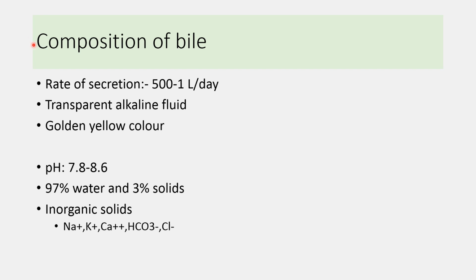Now it is time to understand the composition of bile. The rate of secretion of bile is 500 mL to 1 liter per day. Appearance is a transparent alkaline fluid with a golden yellow color. The pH of bile is 7.8 to 8.6 and it contains 97% water and 3% solids. Solids are organic as well as inorganic. Inorganic solids are electrolytes like sodium, potassium, calcium, bicarbonate and chloride.